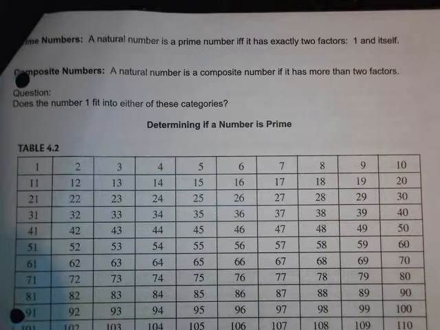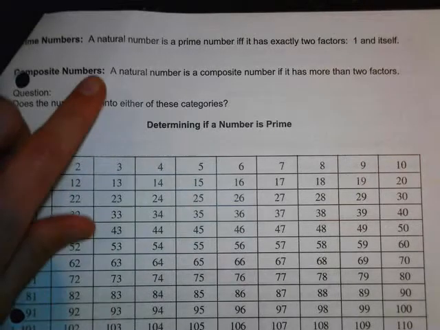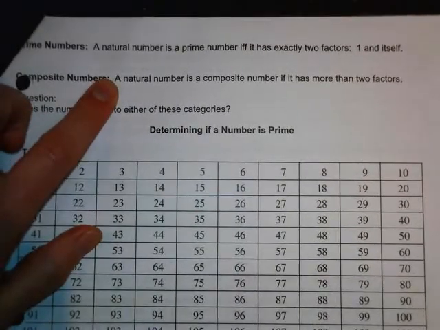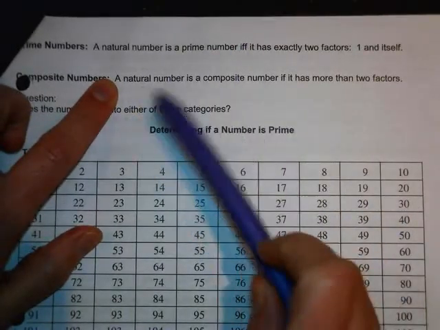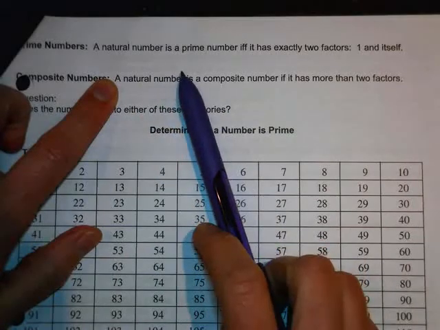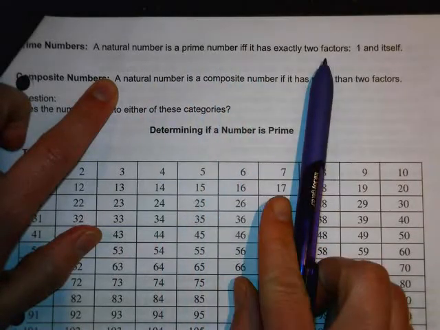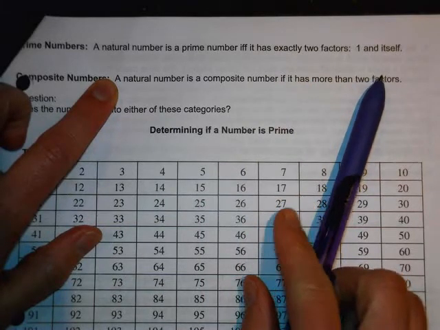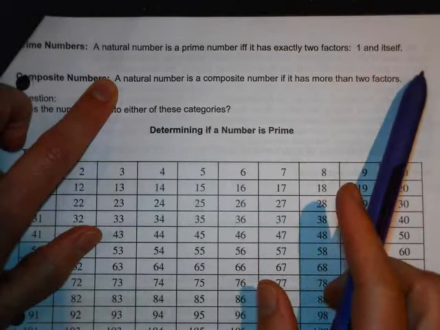A prime number is a natural number. Remember, natural numbers are counting numbers. A prime number is a natural number that has exactly two factors: one and itself. All right, so let's talk about a factor. Factors are numbers that multiply together to give you a number.